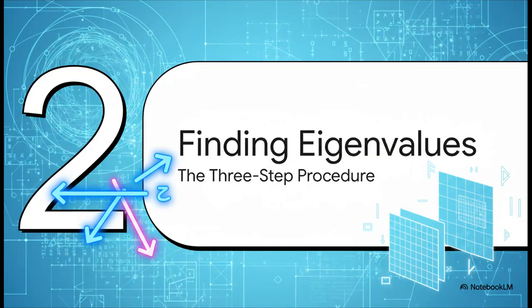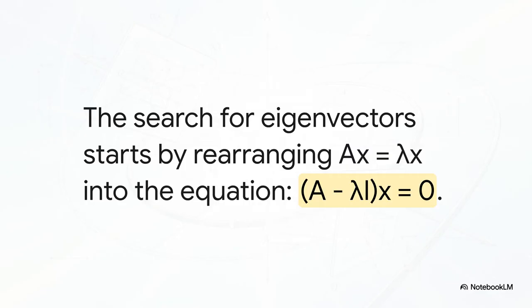Now, the best part is that finding these special vectors and their scaling factors isn't some kind of magic. We've got a rock-solid three-step procedure you can use for any square matrix. It all starts by just rearranging that main equation, Ax equals lambda x, to get what you see here. Now remember, we are looking for an eigenvector x that is not the zero vector. And for this equation to have a non-zero solution, that matrix out front, A minus lambda I, has to be what we call non-invertible, or singular. Basically, it has to be a matrix that collapses space and doesn't have an inverse. And the big test for that? Its determinant has to be 0.